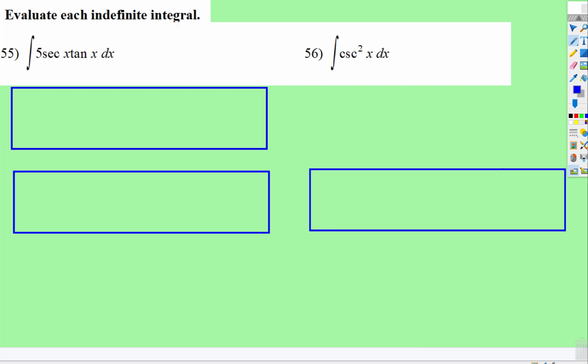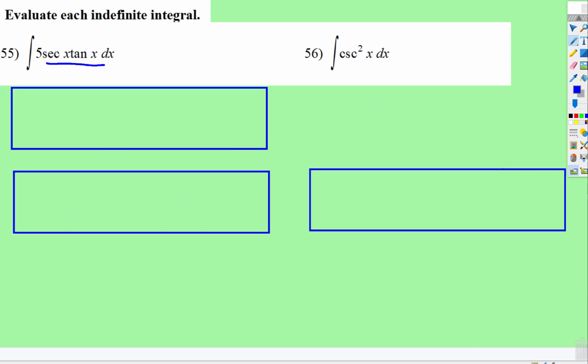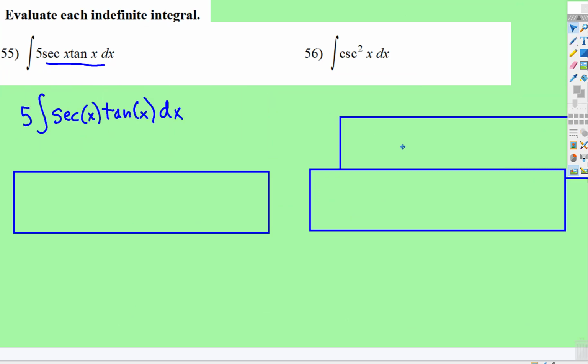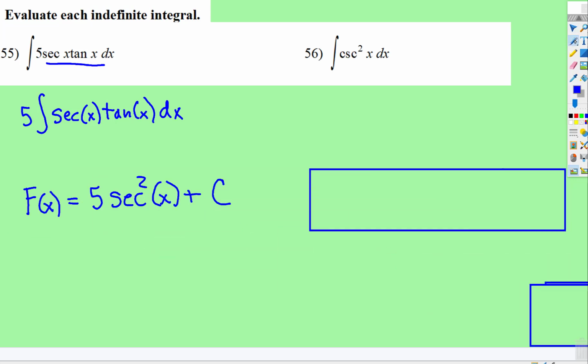All right, 2 more. So now we have secant x tangent x. Whose derivative is secant x tangent x? Secant x. So we bring that coefficient out and then proceed with integral notation. Capital F of x is equal to 5 secant x, not squared, sorry about that, secant x plus c.